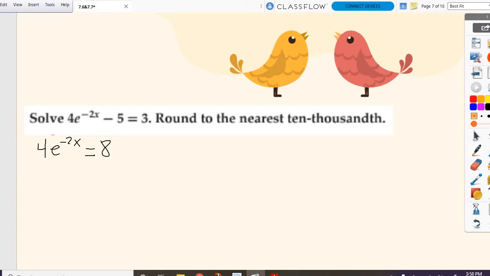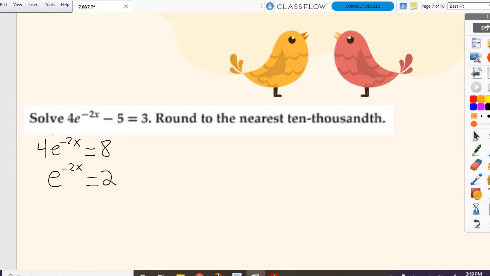So we would add 5 to both sides. Then we would want to divide both sides by 4. So we get e to the negative 2x equals 2. Now, from here, it's a little bit different because notice we have a base of e already. So if we have a base of e, usually that's going to be a good indicator that we can go ahead and try and rewrite it in logarithmic form and see if that gets the exponent away. Now with our other ones, we had different types of bases, like 4s and 5s and whatnot. So that's when we took the log of both sides.